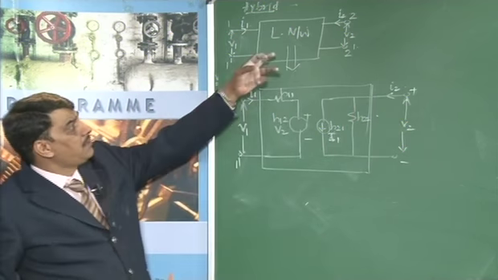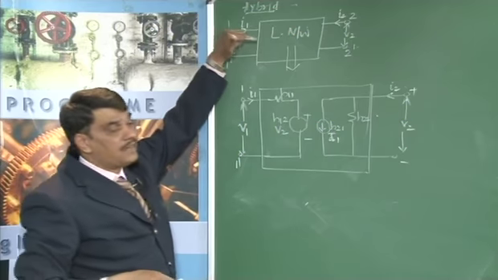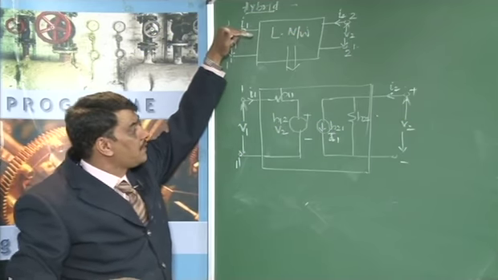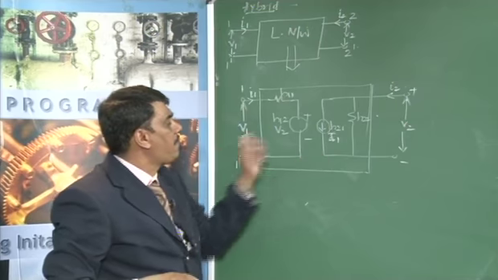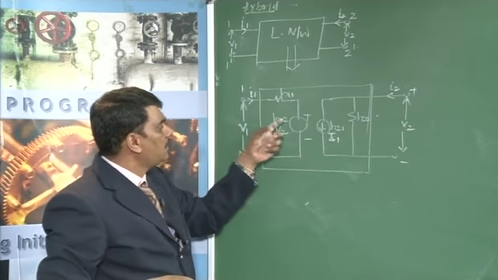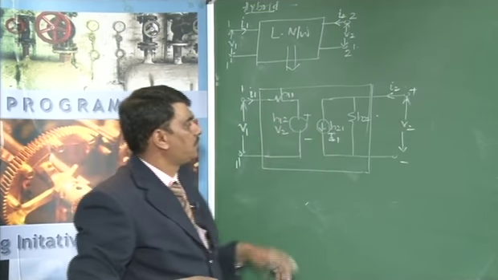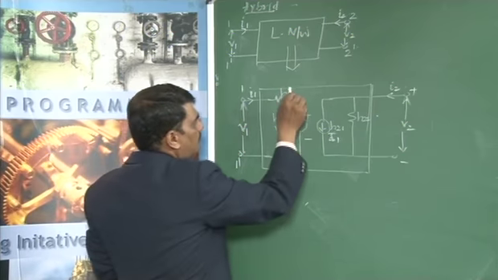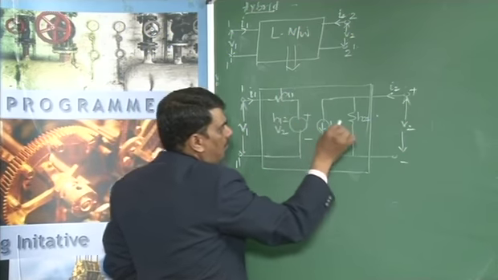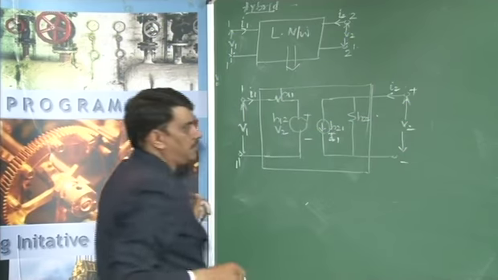Okay, this means whenever there is an empty box, any linear network can be replaced with its equivalent hybrid parameters, that is, in terms of H11, H12, H21 and H22. Now we need to define what is H11, what is H12, what is H21 and what is H22.